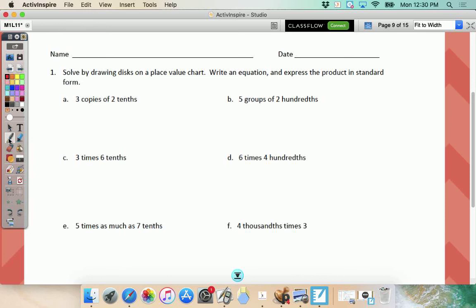What we're doing, but I think it'll be fine once we get started, okay? So the first part is to solve by drawing discs on a place value chart. So we're going to make a little mini place value chart, and I want to do C only. C. So whatever I draw, you need to draw, okay?